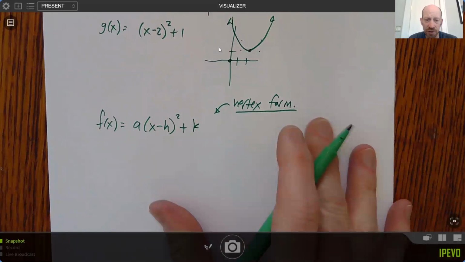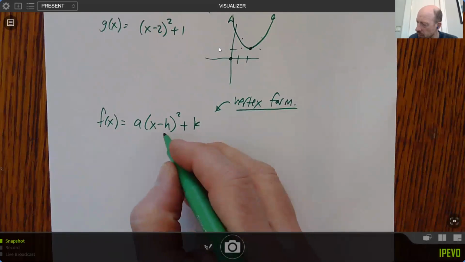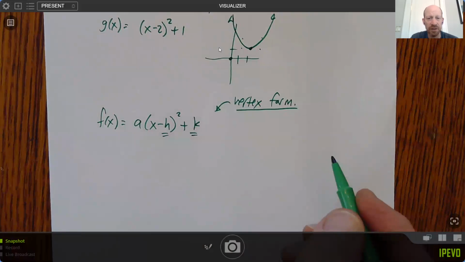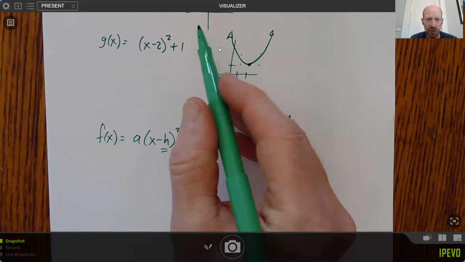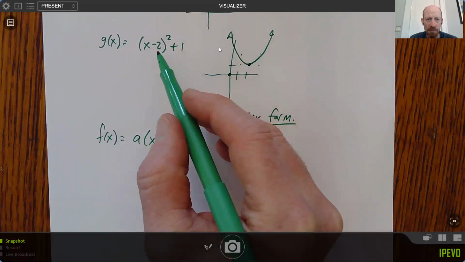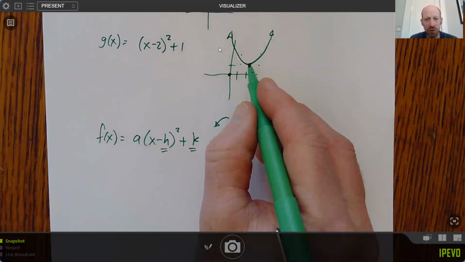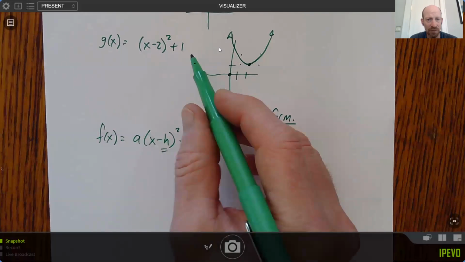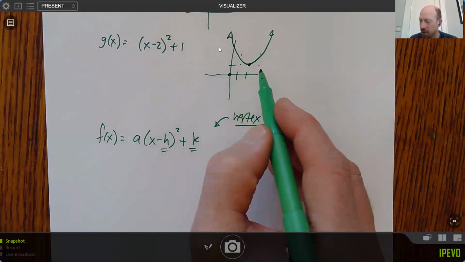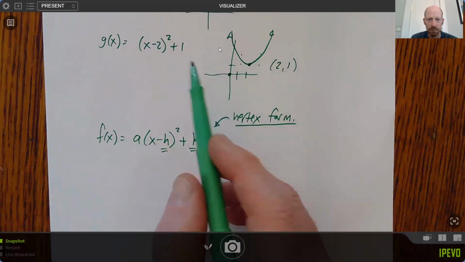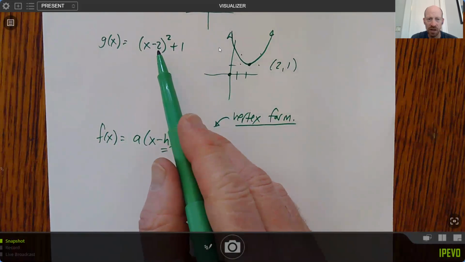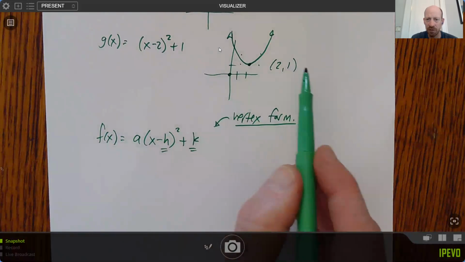And it's called the vertex form because I can really read the vertex from this form. We know from these previous transformations right here, the -2 meant my graph moved to the right 2 units, right? And the +1 meant up 1. So my vertex here was at 2, 1. So I can hopefully see how this form tells me what the vertex is.